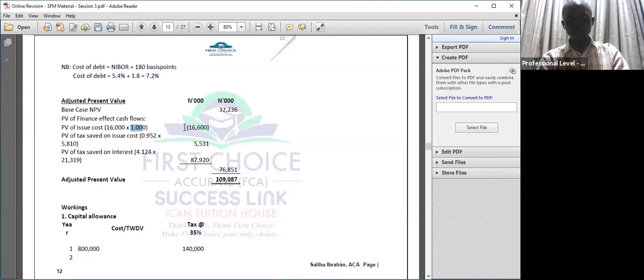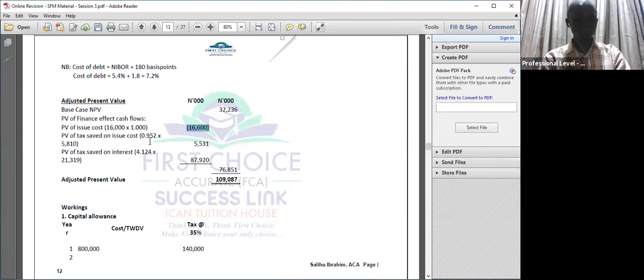That's how we got our present value of issue cost. And because it is a cost, it is issue cost, it will be in bracket. It is a cost, it will be in bracket.